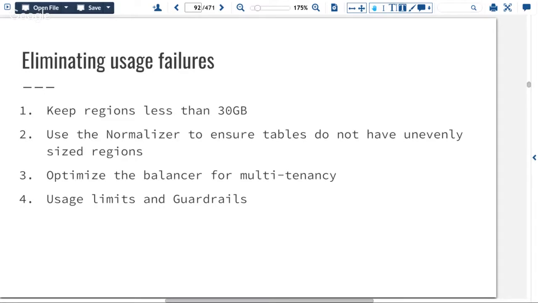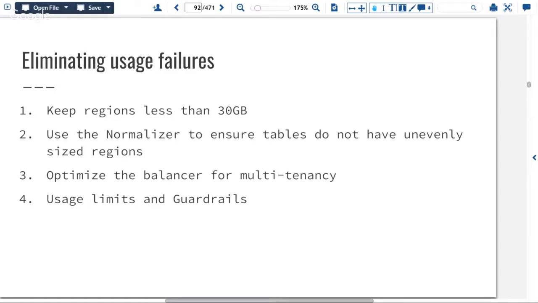To eliminate usage failures, we keep regions less than 30 gigabytes as a hard upper limit. Our own normalizer will cut them off above that and force a split. Also, it's very important to use the normalizer to ensure that your tables have roughly even region sizes. In a multi-tenant environment, big region size differences will typically mean an uneven workload distribution. So we kept the difference between the smallest region and the largest region in a table at a factor of 4. Then optimize the balancer for multi-tenancy.